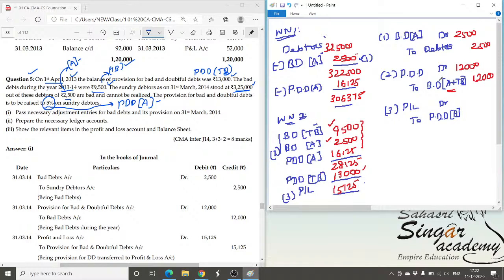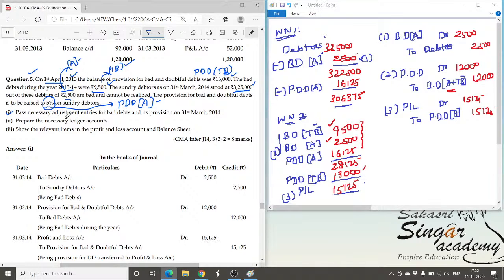And after charging the provision for doubtful debts, there may be a shortage or surplus, whatever it may be. If there is a shortage, that can be debited to the P&L. If there is a surplus, it can be credited to the P&L account. As here there is a shortage of 15,125, that should be debited here. So 15,125. Okay, that's all. Remember the format and you can handle it easily.